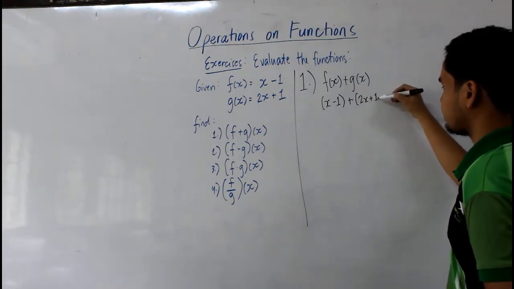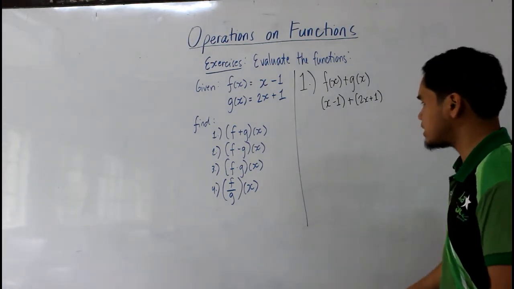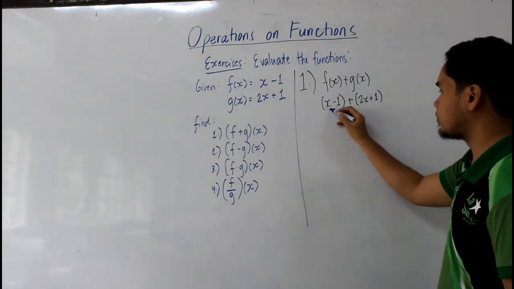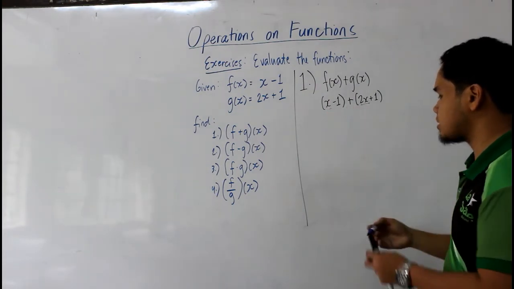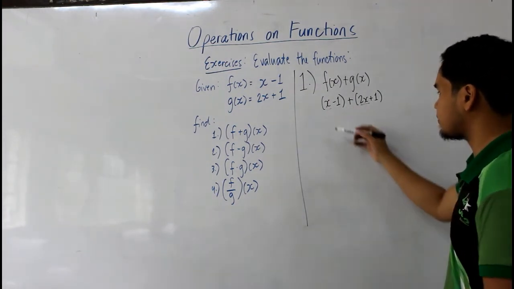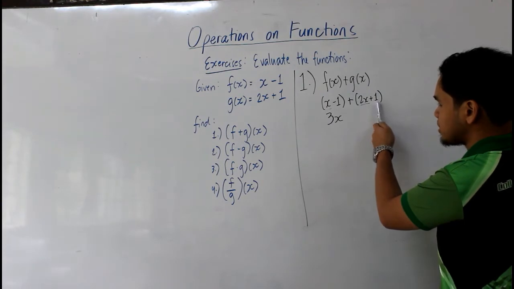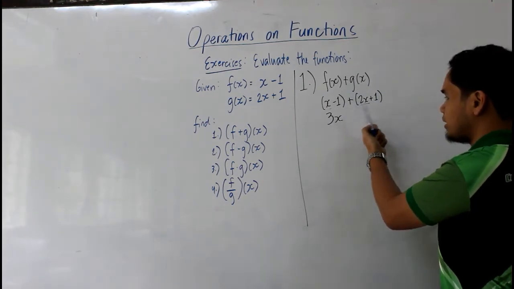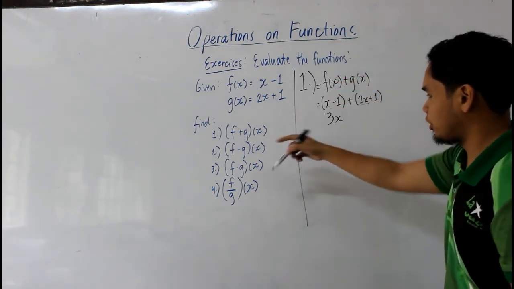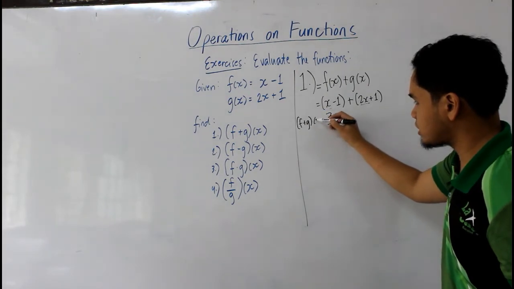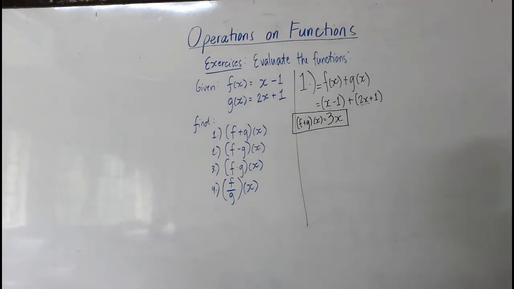Simply combine the like terms over here. We can see that x and 2x are like terms, so we can combine them together. That becomes x plus 2x, which gives us 3x. And then we have a minus 1 plus a positive 1. Minus 1 plus 1 is like saying 1 minus 1, that becomes 0. Therefore your answer for number 1, f plus g of x, is equal to simply 3x. Hopefully you got that one correct.